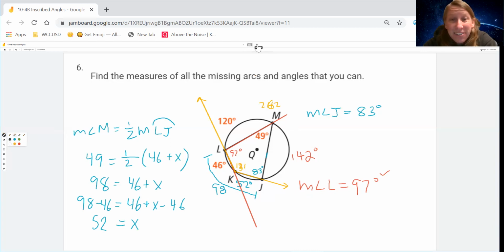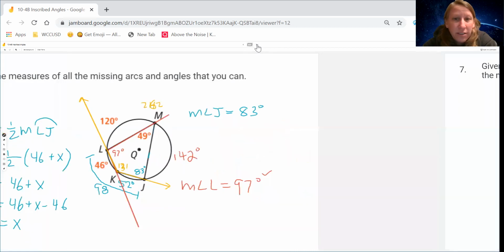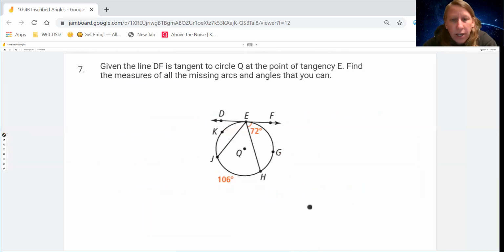I like these. These are going to be on the final because they're cool. I want to hear you talk it out. I want you to do what I'm doing. Practice. Given line DF is tangent to circle Q, and the point of tangency is E. All of these words are basically just telling you that this line is exactly hitting the circle only at one point. I want to find the missing measures of arcs and everything that I can.